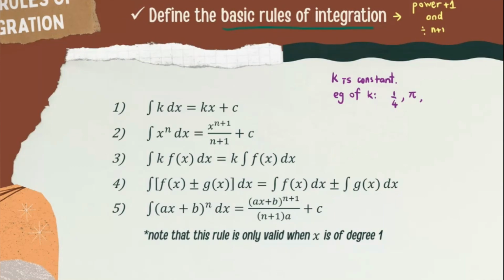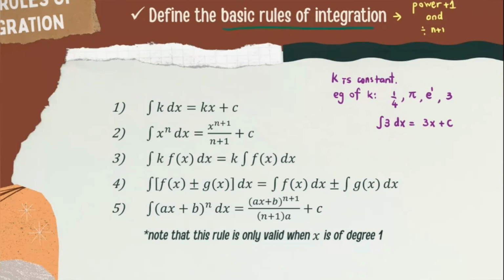Apa lagi? Kita ada e to the power of 1. Apa lagi yang constant? Constant apa lagi? 3. So ini adalah semua constants lah. So kalau kita jumpa integrate, for example 3 dx, so the answer will be 3 of x plus c. Okay, so hanya perlu darabkan constant tersebut dengan x sahaja.